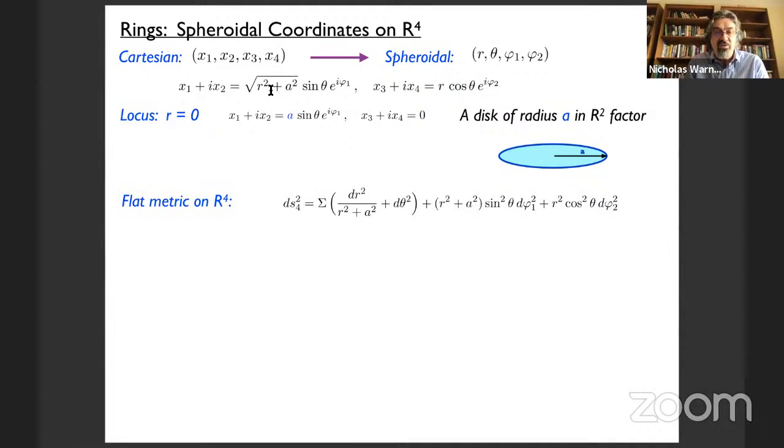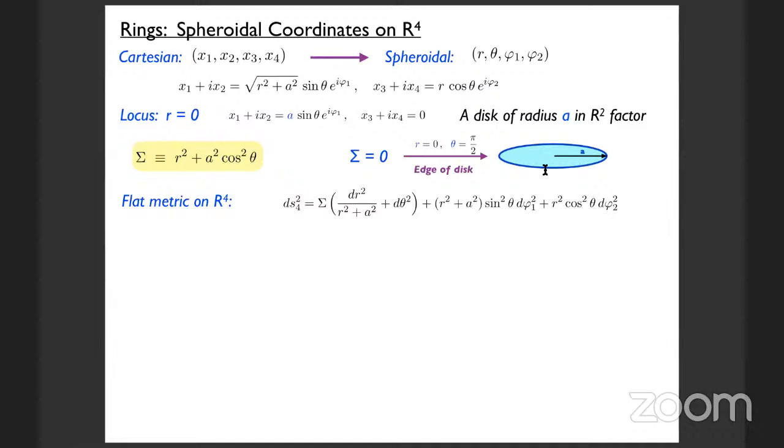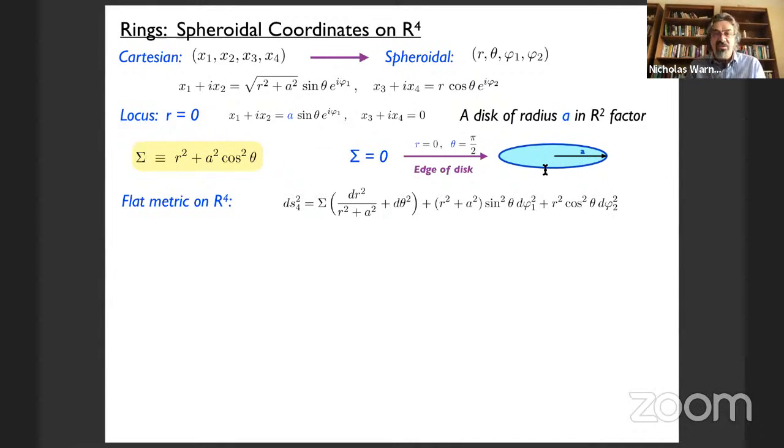And if you take these coordinates and rewrite the flat metric, you get something that looks pretty unintuitive. There's this function sigma, which you're going to be seeing an awful lot of in this lecture, but it's basically r squared plus a squared cosine squared theta. And it multiplies these first two factors, and then these don't look so bad. Now, if you look at where sigma is equal to 0, you have to have r is 0, and you have to have theta is pi on 2. And if you look at what theta is pi on 2 means, it means that this is a e to the i phi, and so you see it is the edge of the disk. So this is why sigma is important. Sigma is 0 defines the circle at the edge of the disk.